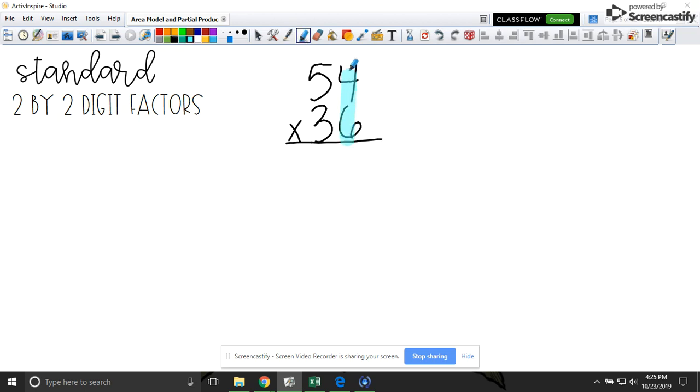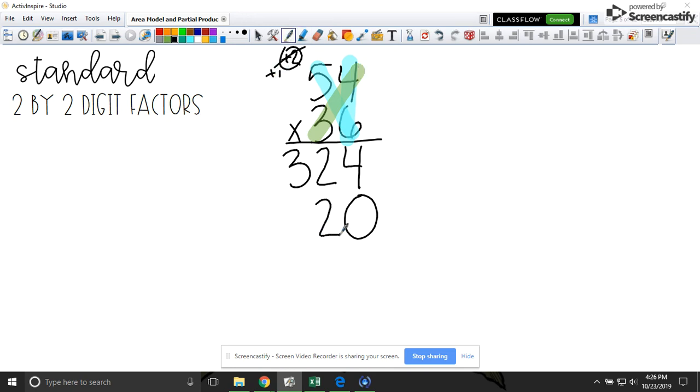So we start in the ones place, so 6 times 4 is 24, so plus 2, 4. Then we're going to do 6 times 5, which is 30, plus 2 more is 32. And now that we're going to the tens place, we're going to put this 0 here. And we're going to apply our 3. So 3 times 4 is 12, plus 1, 2. And then 3 times 5 is 15, plus 1 is 16.